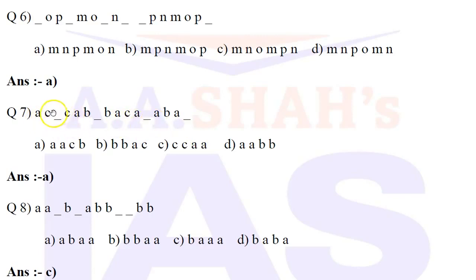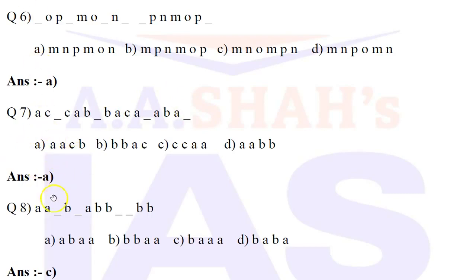Now you have ACA dash here and you have AC dash C. So we can straight away put this A here and a C here. Now if you observe here, you have ABA dash and you have AB dash B. What would come here? If A is there, straight away we can put an A here also. And now you have a B here, so you can straight away put a B here also. That's why the correct answer is option A, AACB.